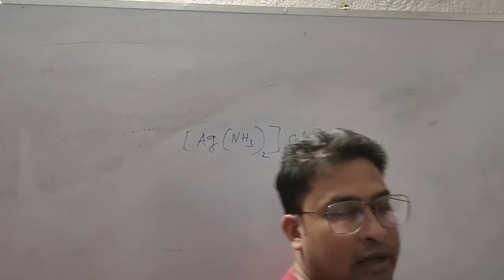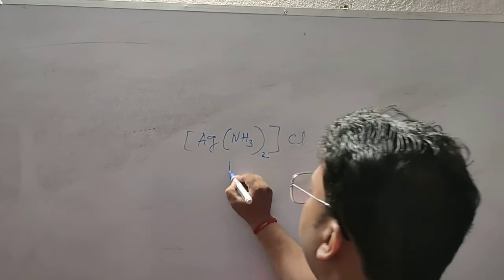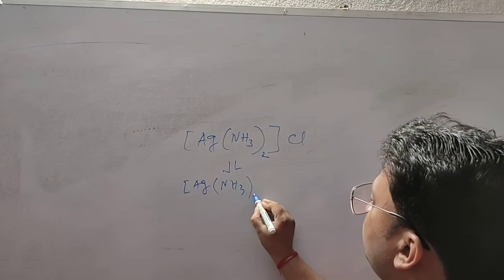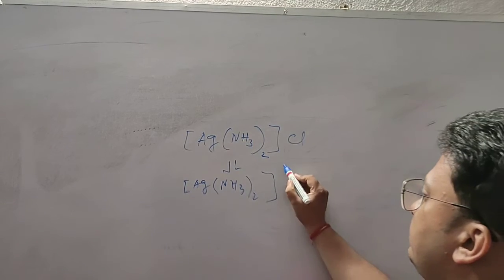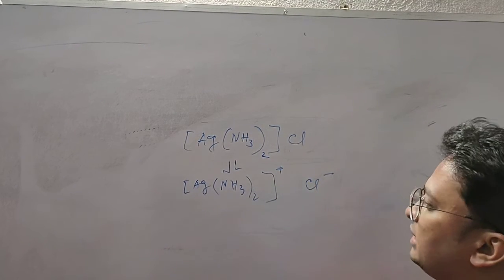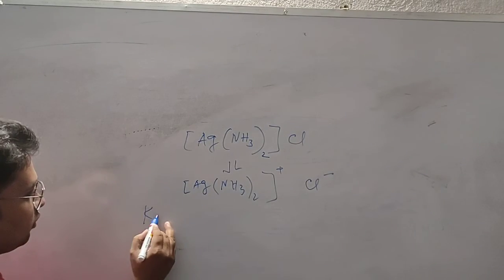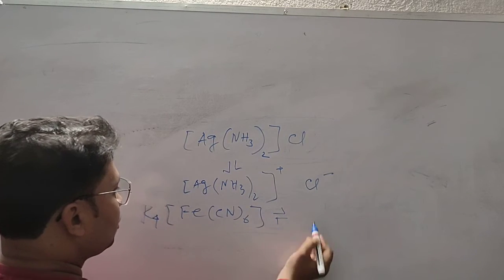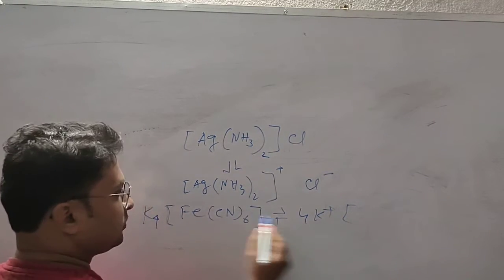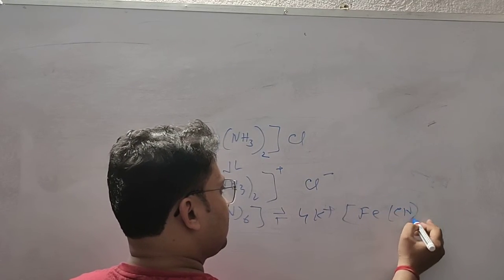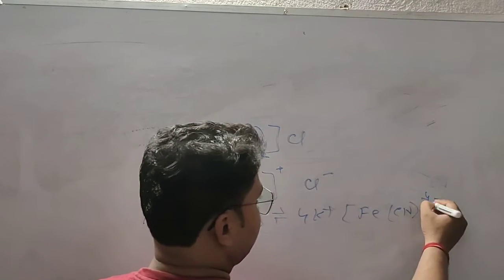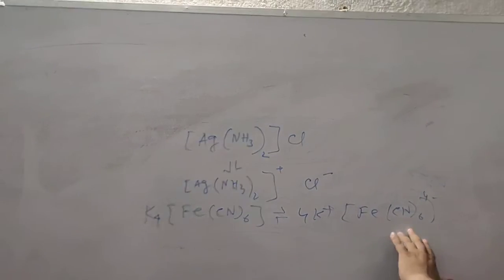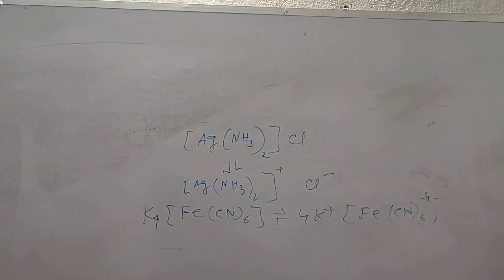Now, if we ionize it, what do we get? We get [Ag(NH3)2]+ and Cl minus, so it is positive. For K4[Fe(CN)6], we get 4K plus and [Fe(CN)6] 4 minus. In this case this sphere is the negative sphere, and in this case this sphere is the positive sphere. So the name will change.